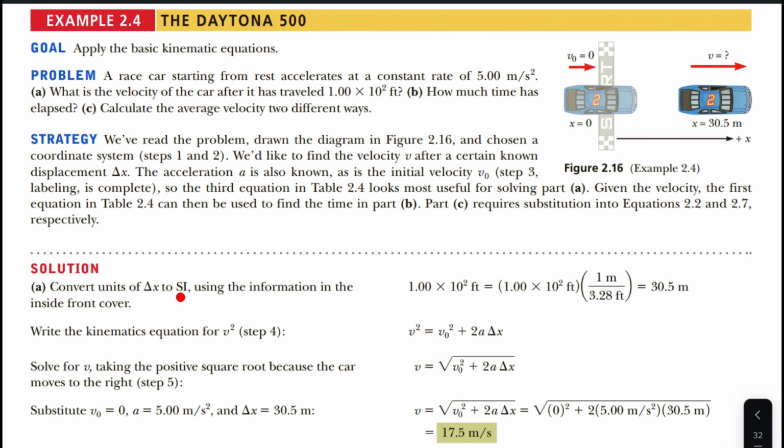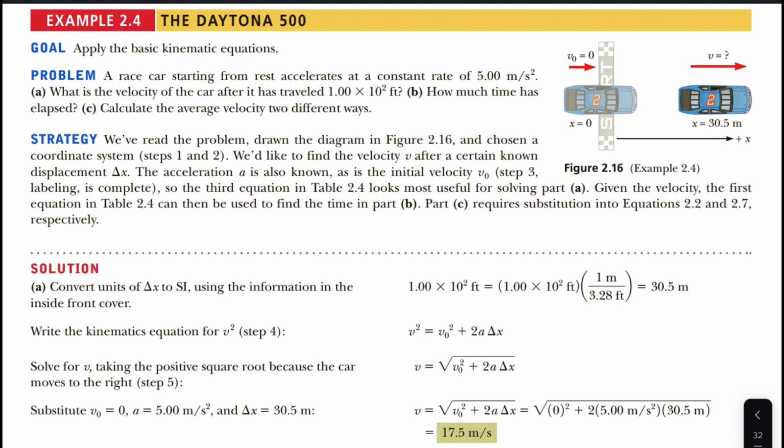First thing first, we need to convert the delta x from CGS to SI unit. So this is a conversion factor. Alright, so you will have the final position interval of 100 feet is 30.5 meter. That is how we put the information here.